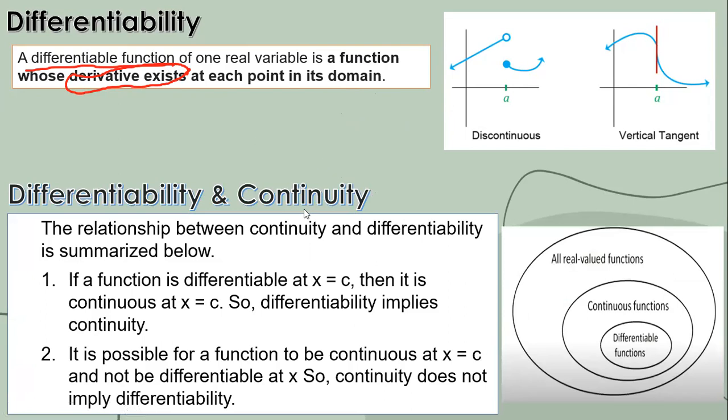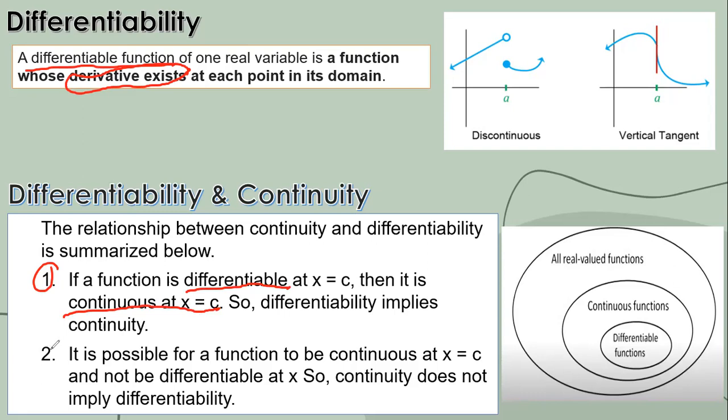Comparing differentiability and continuity. The relationship between continuity and differentiability is summarized below. Number one, if a function is differentiable at x is equal to c, then it is continuous at x is equal to c. So differentiability implies continuity. What does the first sentence say? When we test differentiability at x is equal to c and find out that the function is differentiable, it is automatically continuous at x is equal to c.